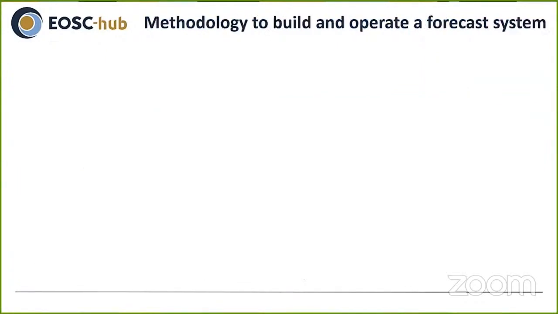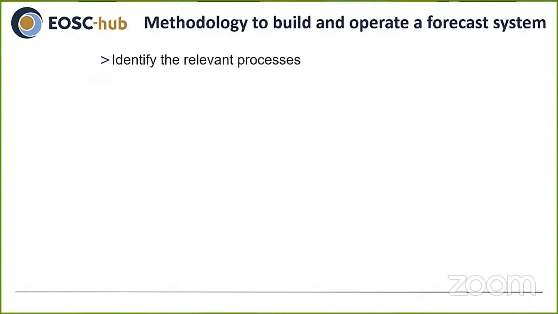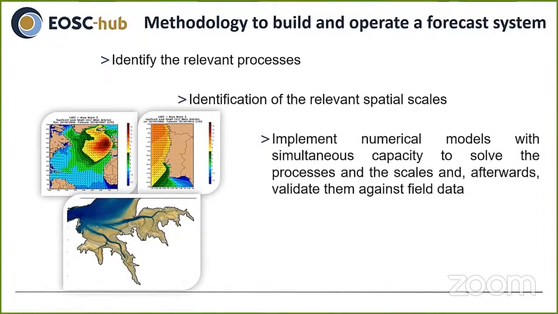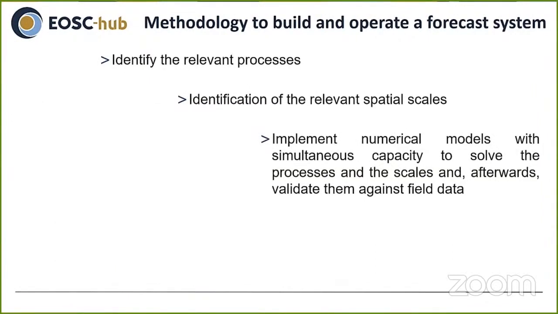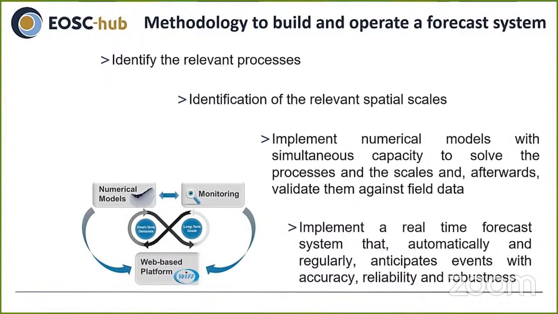and field data. In order to build and operationalize a forecast system, we must consider the relevant physical processes that occur in the study domain. We have also to identify the relevant spatial scales to represent these processes in the area of interest, implement the numerical models, calibrate them, and then validate the results using the historical field data at both stages. All of these previous steps are necessary to implement an accurate, robust, and reliable forecast system, which can be useful to anticipate extreme hazard events.